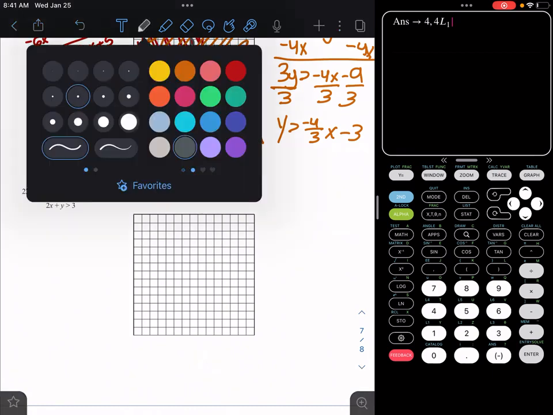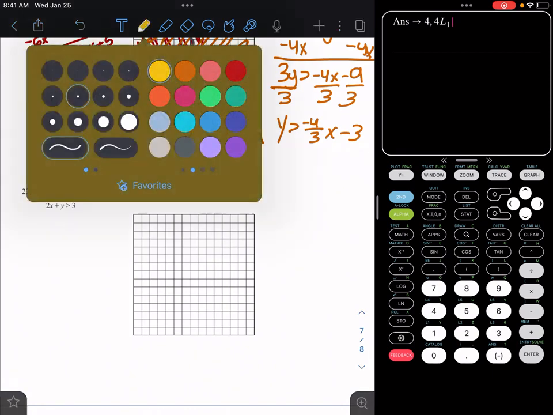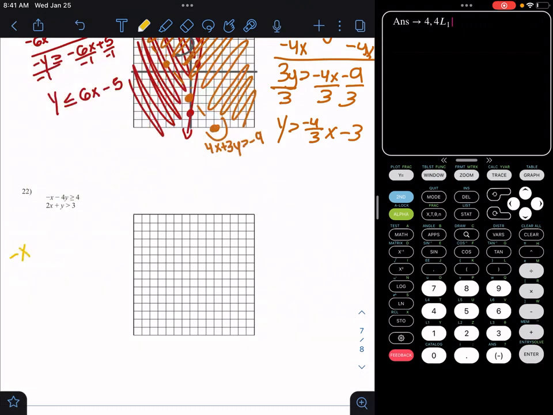Alright, let's look at this next one. Let's look at the first one. Negative x minus 4y is greater than or equal to 4. To get rid of the x, we're going to add x to both sides. We will get negative 4y is greater than or equal to x plus 4. Then divide by negative 4 on each side. And we will get y is greater than or equal... Ooh, I divided by negative 4, so I need to flip my sign. We'll have negative 1 over 4x minus 1.